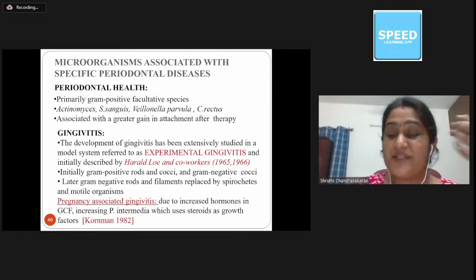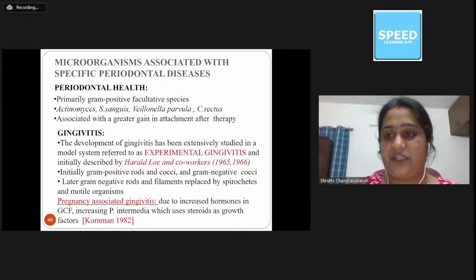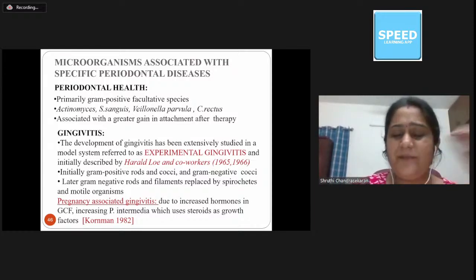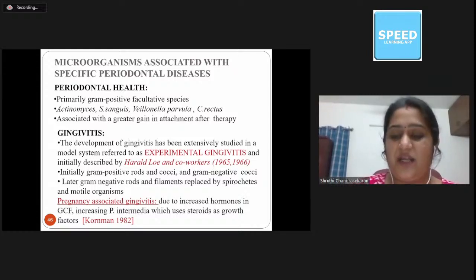So I have given you a summary of the organisms which are involved in every form of periodontal disease. Just learn this by heart so that it will be easy for the MCQ. In periodontal health, it is usually the gram-positive facultative species. In gingivitis, it is usually the P. gingivalis. So this was demonstrated by a study done by Harold Loe and co-workers. That is not very important.